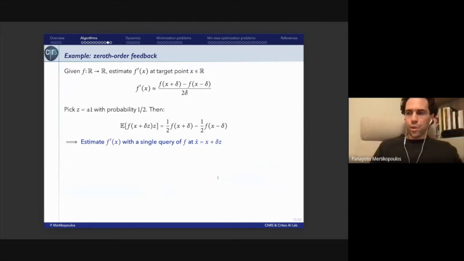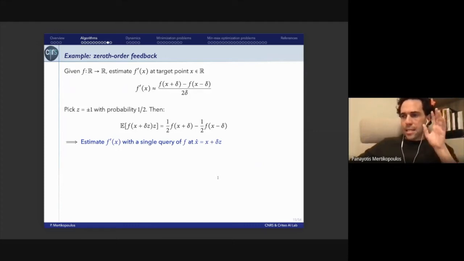Actually, one case where this becomes important is in the so-called zeroth order optimization methods, where you are not assumed to be able to calculate even a stochastic gradient of the function. So this is something which is very important for applications to online optimization. And in this case, you are trying to estimate the gradient by a single observation, by a single query to your function.